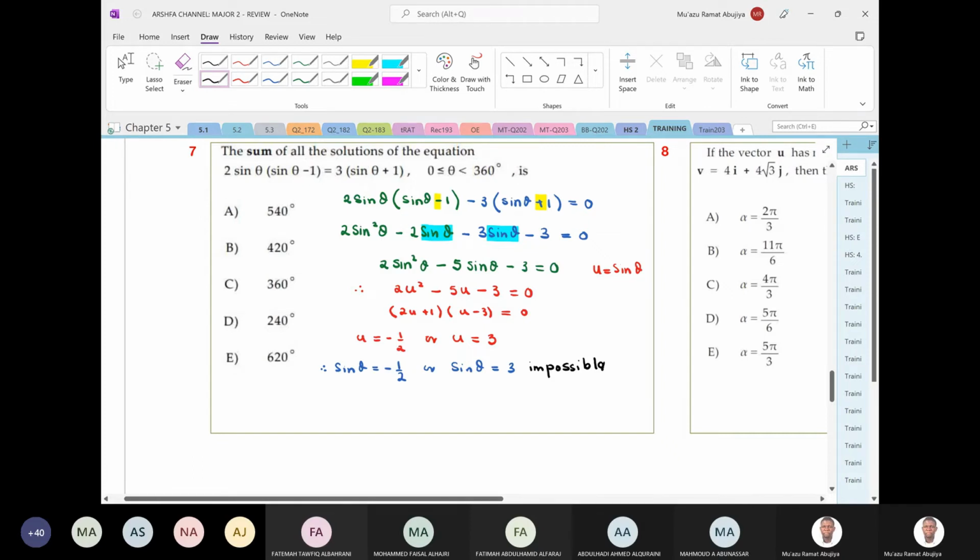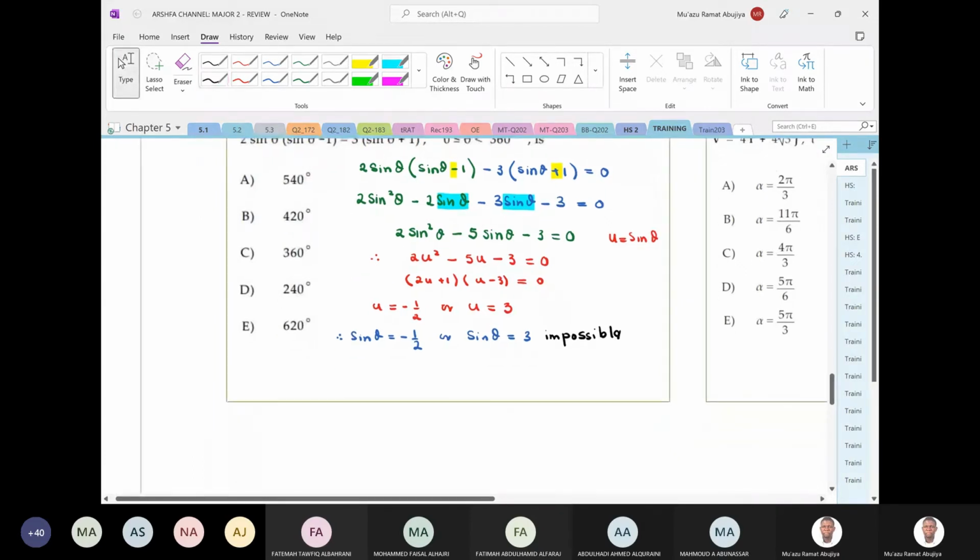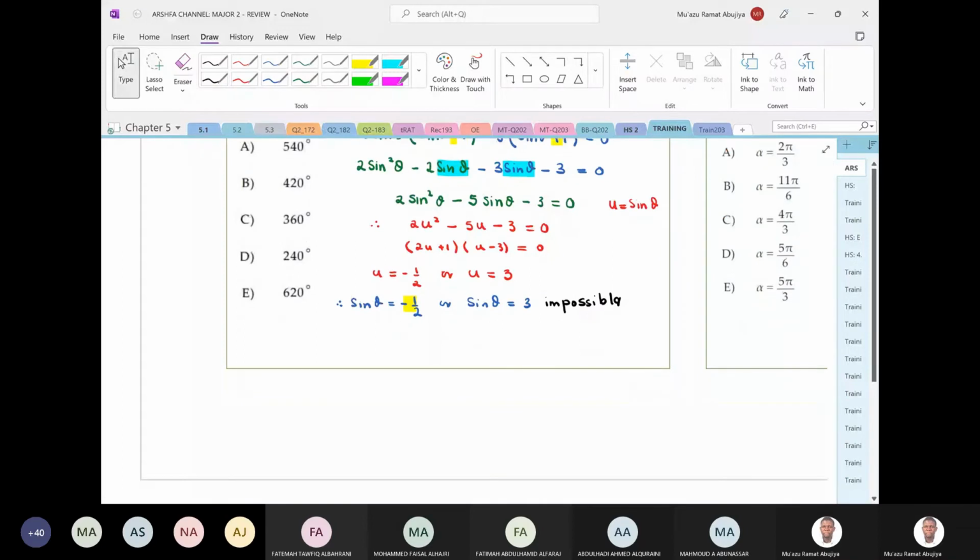Now that this one is rejected, what do we have? We have sine to be equal to negative. Negative number means we are going to be in 2 quadrants. This means quadrant number 3 or quadrant number 4. So let us find the answers in these 2 quadrants.